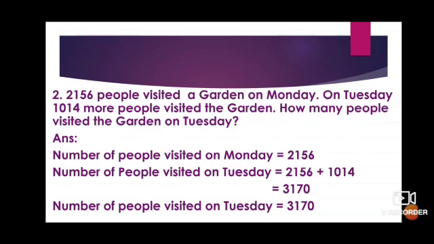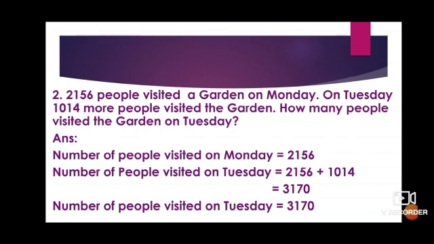Number of people visited on Monday, 2,156. And on Tuesday, some more people visited the garden, more than the people visited on Monday. So to get the number of people visited on Tuesday, you need to add these two numbers. So when you add 2,156 plus 1,014, you get the answer as 3,170. So this is how you solve these word problems.